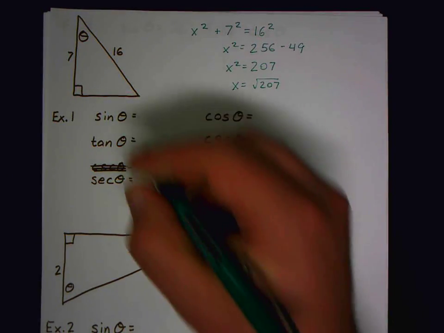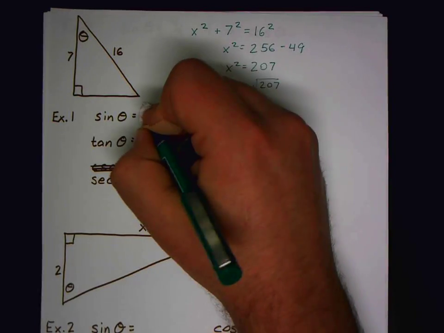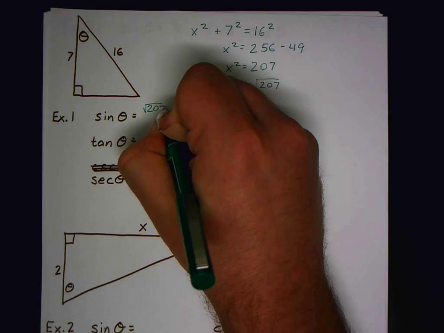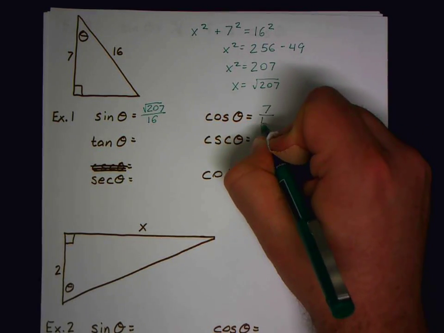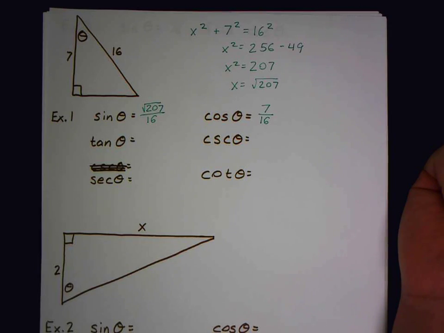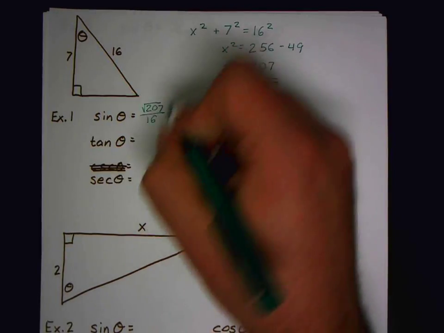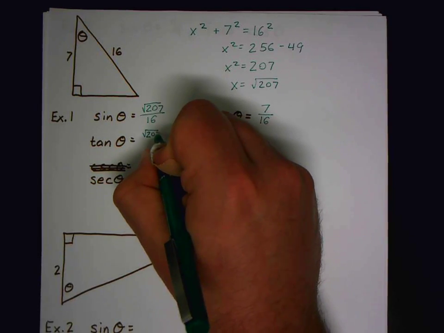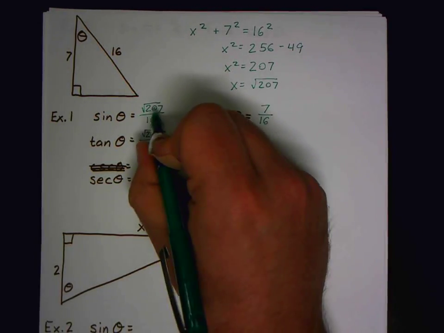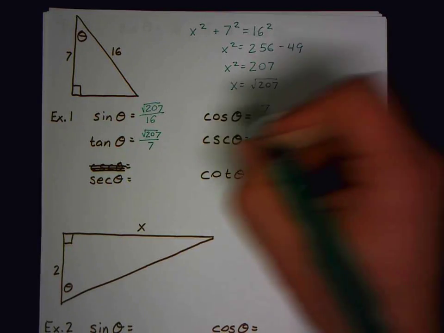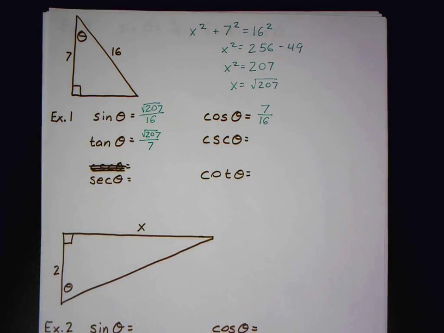All right, so sine would be opposite over hypotenuse, so it'd be the square root of 207 over 16. Cosine would be adjacent over hypotenuse, so it'd be 7/16. Tangent would be opposite over adjacent. Cosecant would be hypotenuse over opposite, or you can just think of it as the reciprocal of sine. It's good to start making that connection.